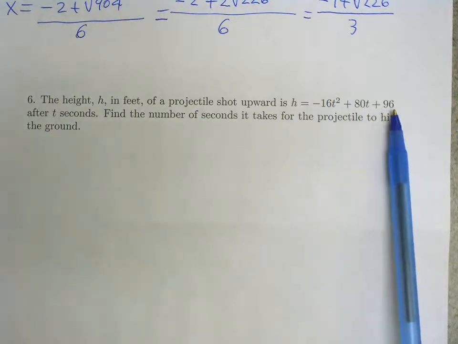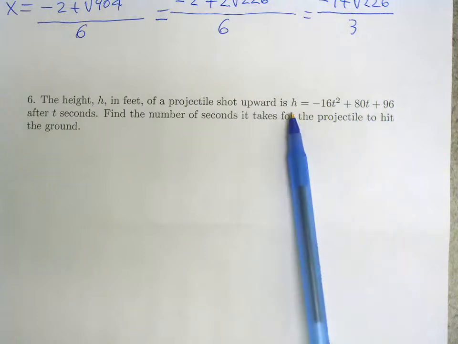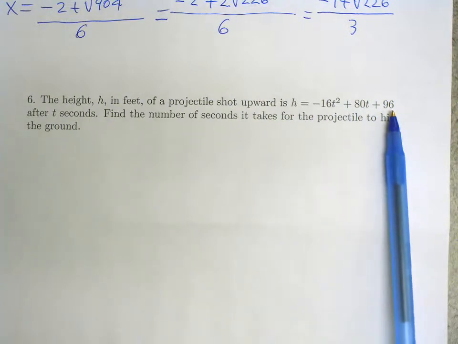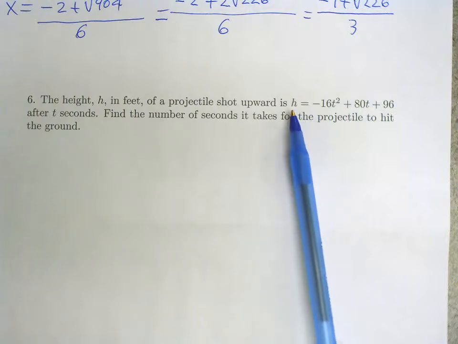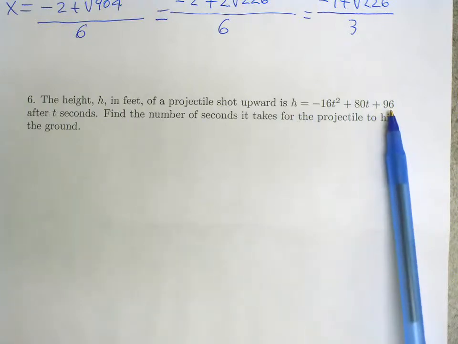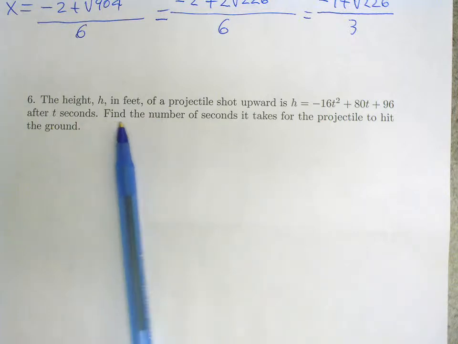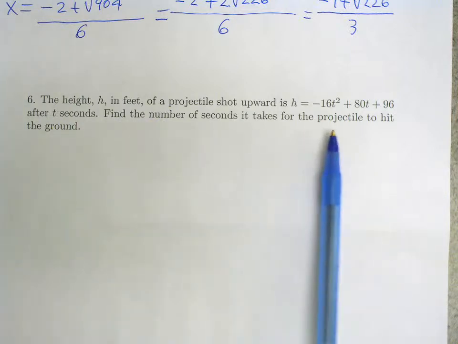So that's conceivable if you are on top of a tall building, 96 feet tall, and you shoot a projectile straight up, well, you're already 96 feet above the ground. So the question is, find the number of seconds it takes for the projectile to hit the ground.